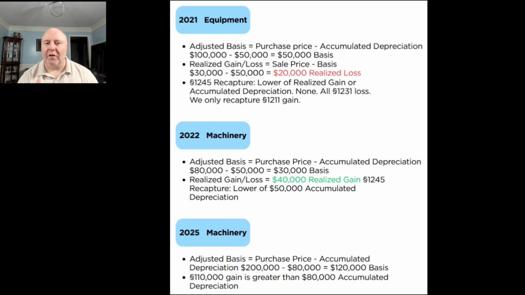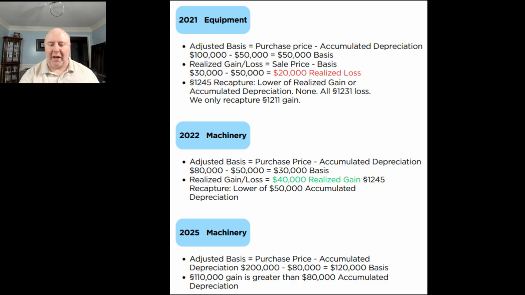All right, everyone, here are the solutions that I was telling you about. So you can see for the equipment, we had a $20,000 realized loss. Because it's a 1231 loss, we treat it as a 1231 loss, and that's going to be treated as an ordinary loss.